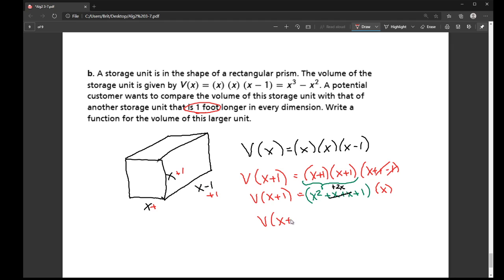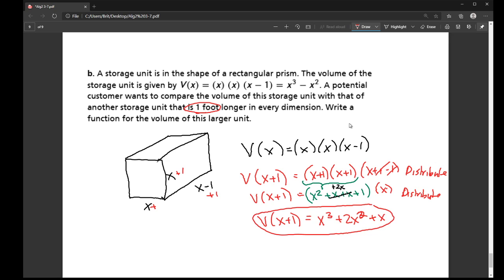So then my last step here would be to distribute this x again. So I'm going to write that here, distribute. And distribute it here as well. So x times x squared is x cubed. X times 2x is 2x squared. And then x times 1 is x. So now this is the equation that we could use to compare it.